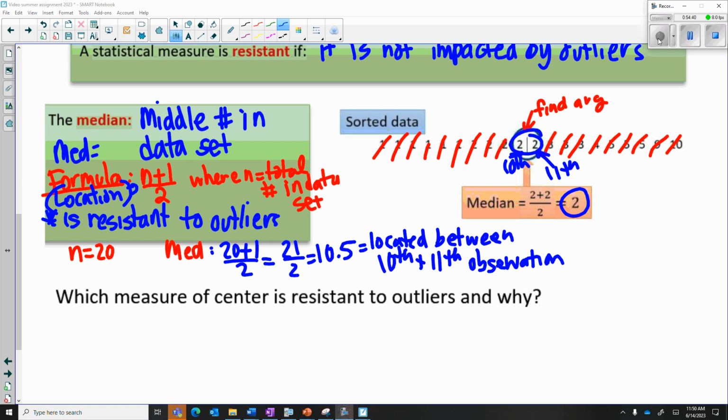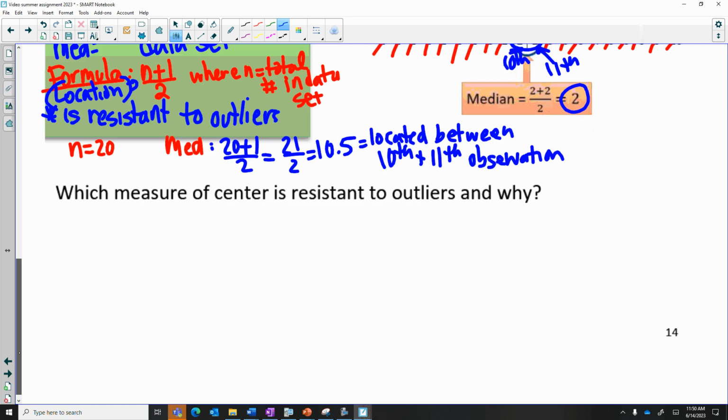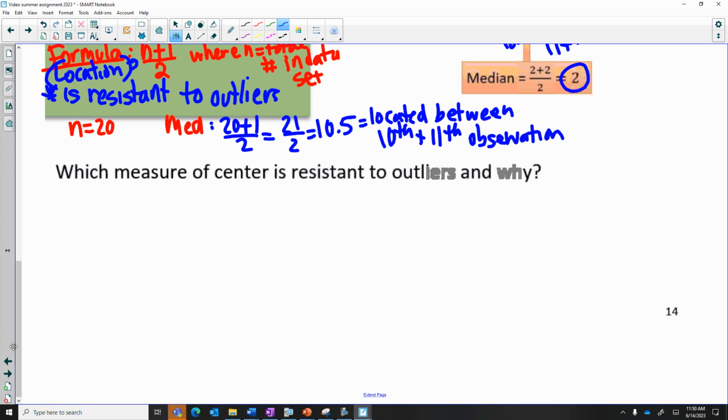So down below, I want you guys to answer the question: which measure of center is resistant to outliers, the mean or the median, and explain why. Do that now. Stop the video and do it now.